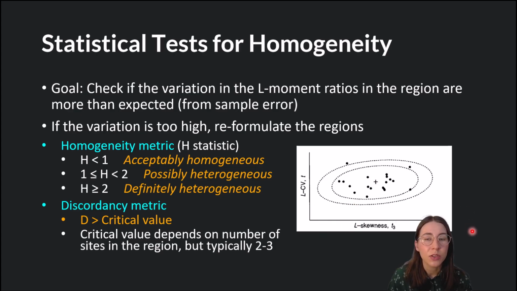The crosshair in the middle is the region average. When computing the H statistic, the overall homogeneity of the sites in the region are considered. The discordancy metric, on the other hand, is calculated for each site and calculates the distance of the site from the assumed center. The critical value is like these dashed ellipses, which tell us how acceptably far a site can be from the region average. If a site falls outside of this, it is labeled as discordant, which means that the site is more different than the other sites in the region than we expect, and it could mean that the site belongs in a different region. There are a number of other statistics that can be run, such as silhouette width, that we don't have time to cover in this video.